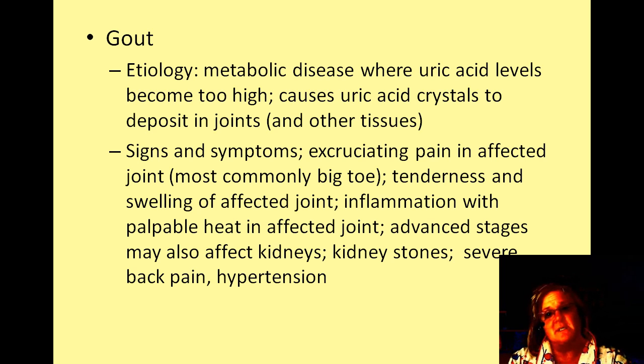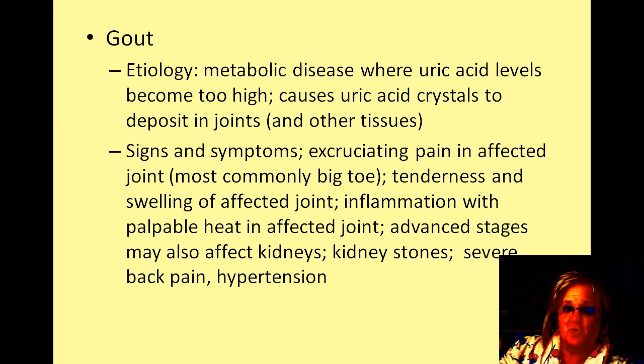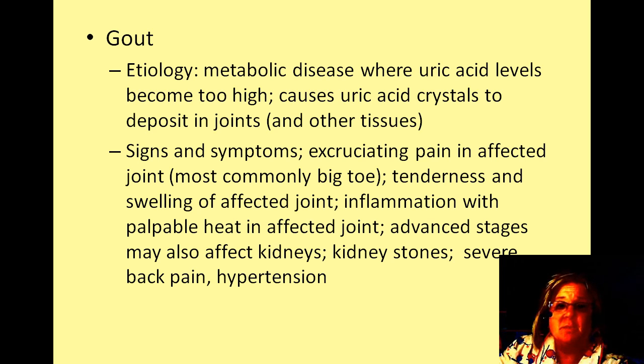Gout is a metabolic disease where uric acid levels become too high. Okay, and what it does is it causes uric acid crystals to deposit in your joints. So your toe is most common, but I have seen gout in people's hip bones, and I've seen gout even in the spine. My husband's uncle had gout in this, and it affected his spine. So it can be very painful.